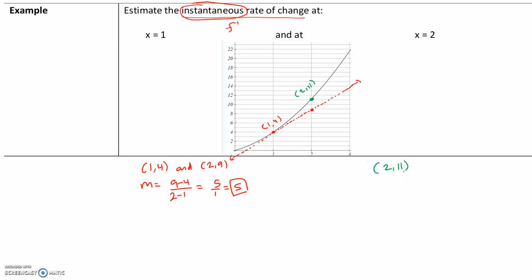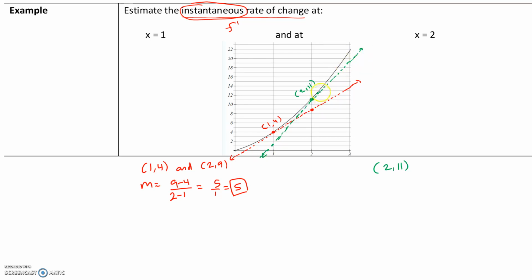But the instantaneous rate of change refers to the slope of the tangent line. So now we have to draw the tangent line at this point. And again, this is going to be a rough estimation. So the tangent line will look something like this. Okay, again, it's a very rough estimation.